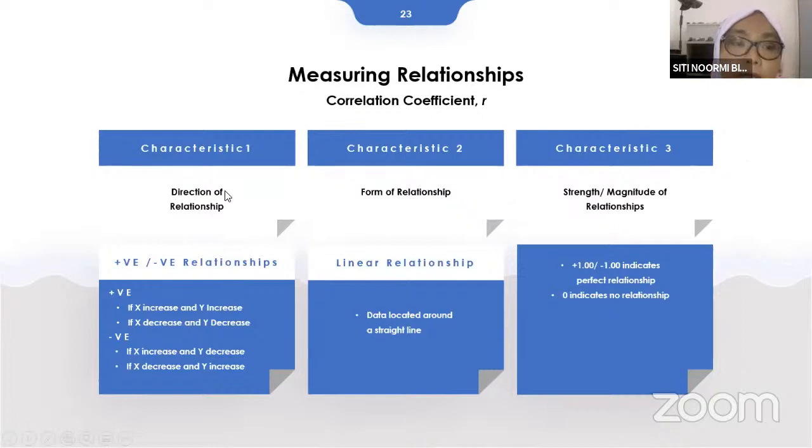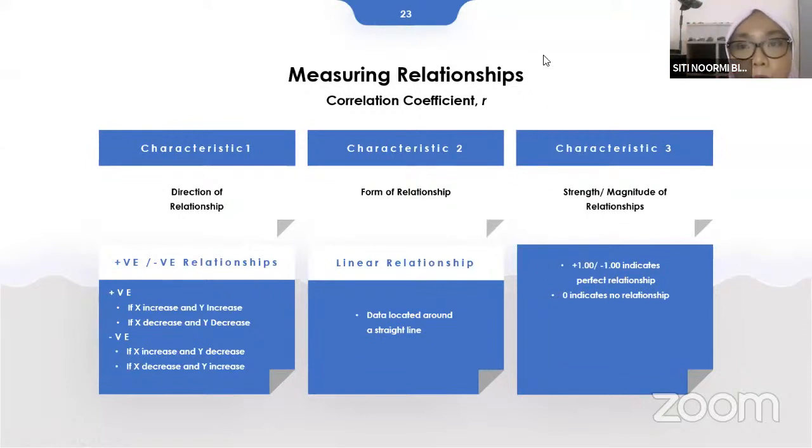The first one is based on the direction of relationship. The direction of relationship between variables is either negative or positive. Positive means that if there is an increment in X, Y also will increase. If there is a decrease in X, Y also decreases.